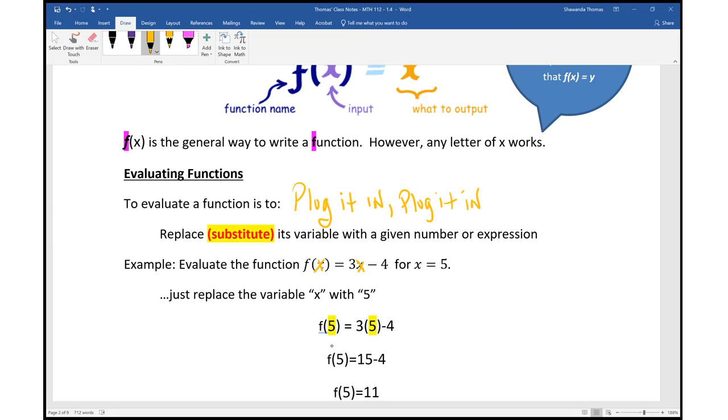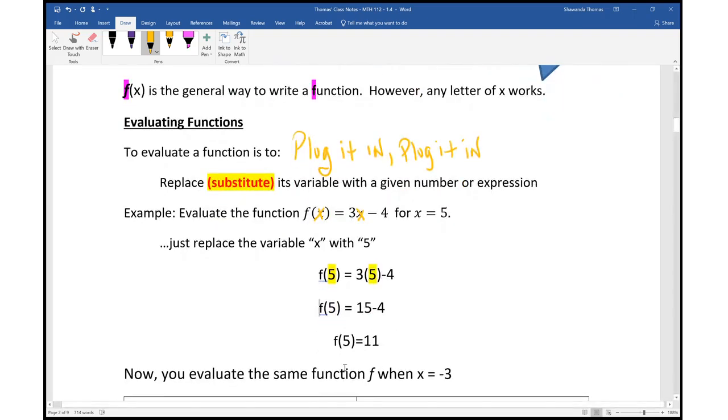Notice that the left-hand side will stay the same, and usually it's lined up. So you may see this f of 5 lined up. All right, let me put some spaces in between here. So line up the left-hand side if possible. So 3 times 5 is 15, and 15 minus 4 is 11. So your input was 5. You plugged in 5 and got out 11.